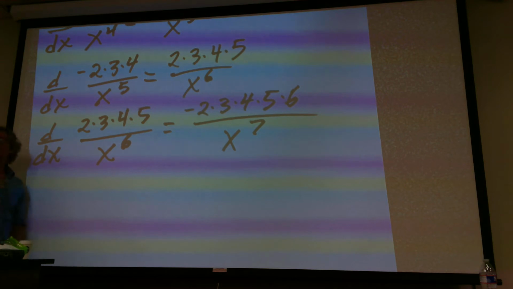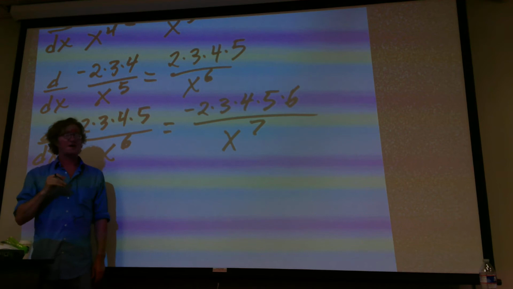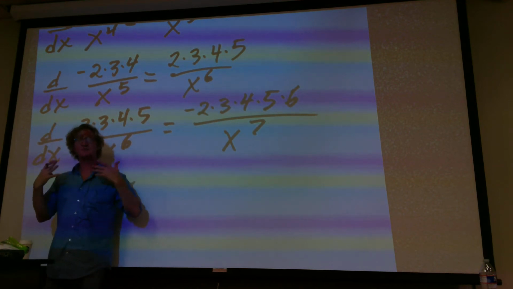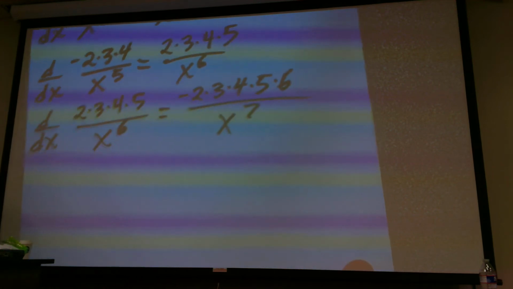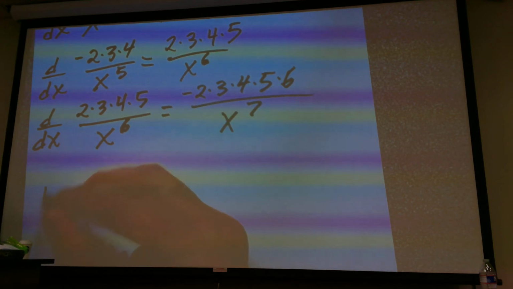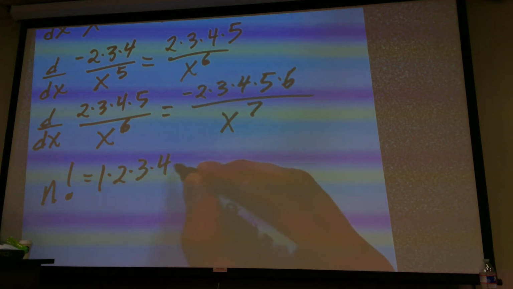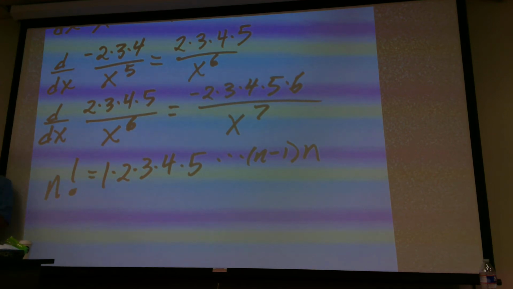Okay, so doing this process of derivatives or integrals, we're going to get to the integrals later, it actually leads to this formula that you might not have seen before. It leads to factorials. So a factorial would be 1 times 2 times 3 times 4 times 5 dot dot dot. I'll write it like this: n minus 1 all the way up until n. Okay.